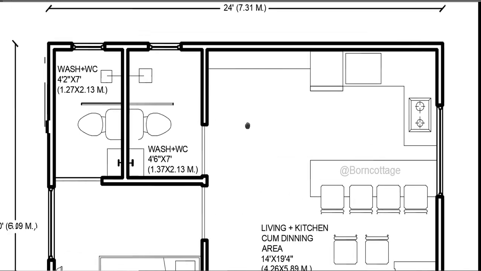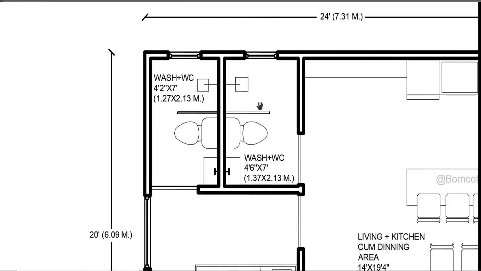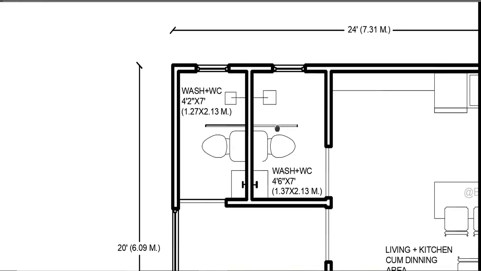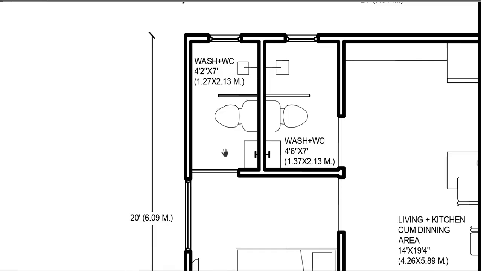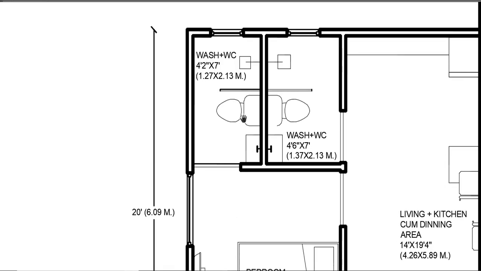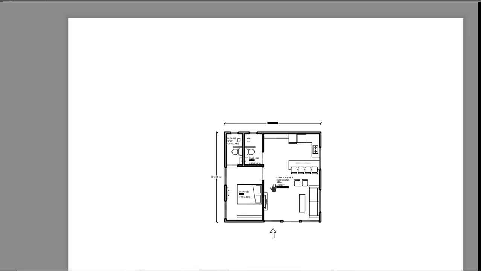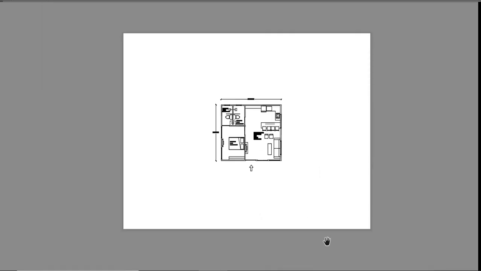On the left side we have a common use washroom plus water closet here. You can see here the wash basin, water closet and the shower area, and we have a ventilator for ventilation of this washroom. On the back side we have an attached washroom plus water closet with this room. You can see here the wash basin, water closet and the shower area, and we have a ventilator for ventilation of this washroom. So this is the floor plan of the house you are watching on the screen.